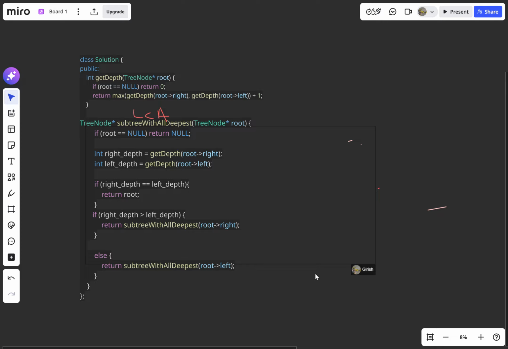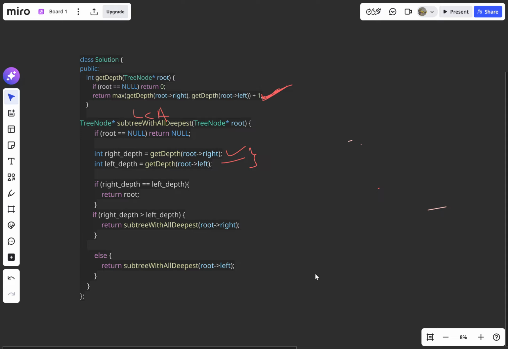Now let's see the code. In this lowest common ancestor we have the right depth and left depth. We are calculating the right depth and left depth. So how will we calculate get depth? Get depth returns +1, meaning at every node it reaches, it will return +1. So we will get the maximum depth of their children.